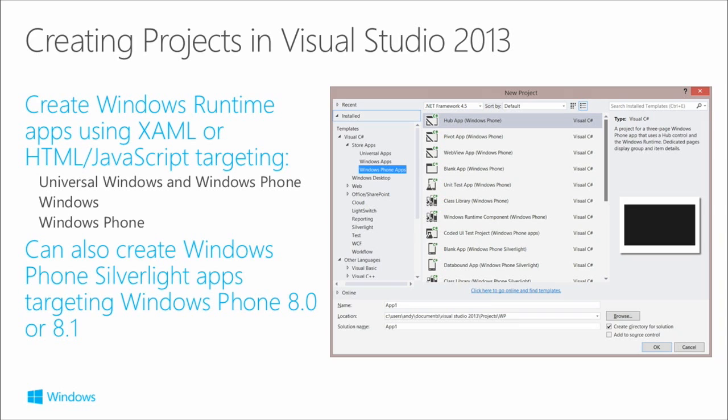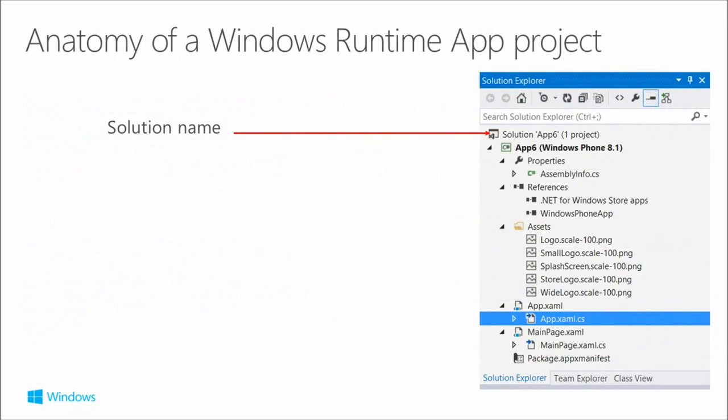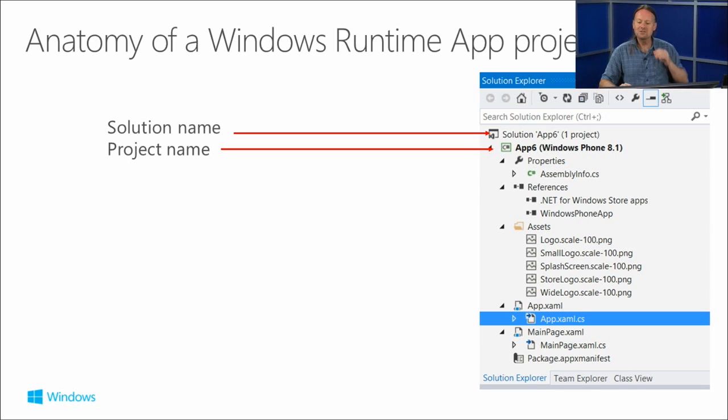We already looked at this in the introductory session. If you want to create an app, a project in Visual Studio 2013, we've got all those different project templates that you saw already: Universal, Windows, and Windows Phone. If we create a Windows Runtime app project, it looks a bit like this. You've got your solution. A solution is your high-level container for one or more projects. Typically, if you create an app for just Windows Phone, you'd have a single project in there. And this one is called App6, and in brackets, it tells you what platform it's targeting, Windows Phone 8.1.